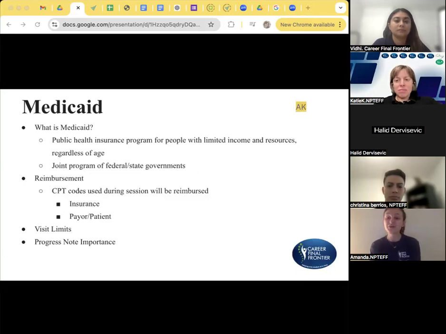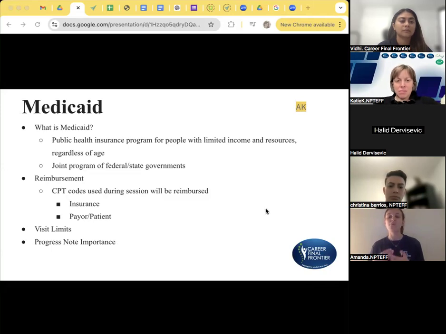Okay, so now we're going to go to Medicaid. Medicaid is a public health insurance program for people with limited income resources, regardless of age. So this one does not need to be age dependent. Just like Biddy was explaining in Massachusetts, what we have here is Mass Health. So we'll see that pop up on our schedules.